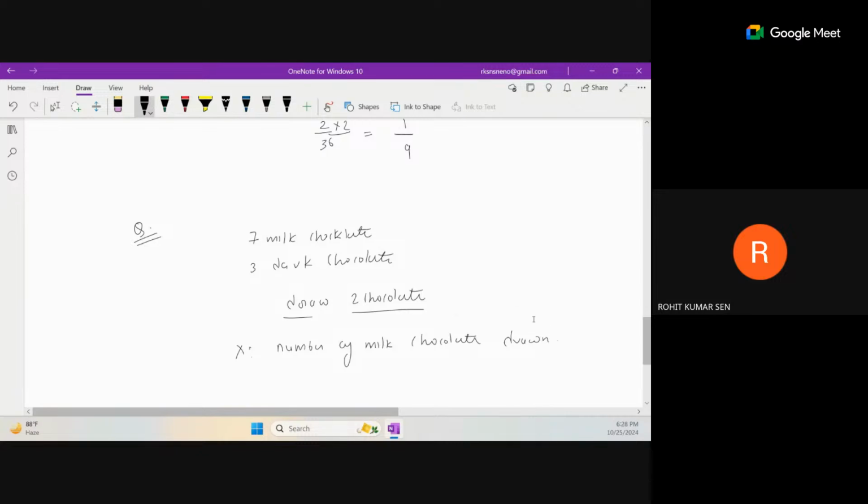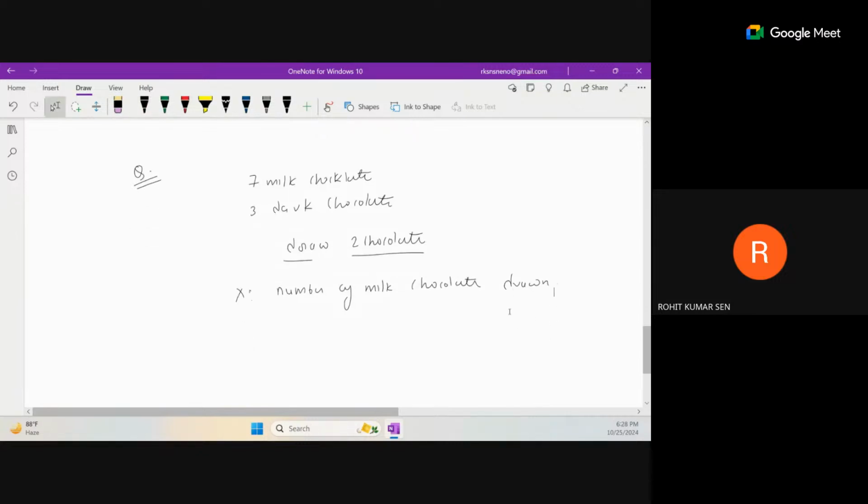If you see, it is a question of hypergeometric distribution. So how will we solve this kind of question? First of all, tell me the range of x. What are the possible values of x? There are 3 dark chocolate and you are drawing 2 chocolates, so you can draw 0, 1, 2.